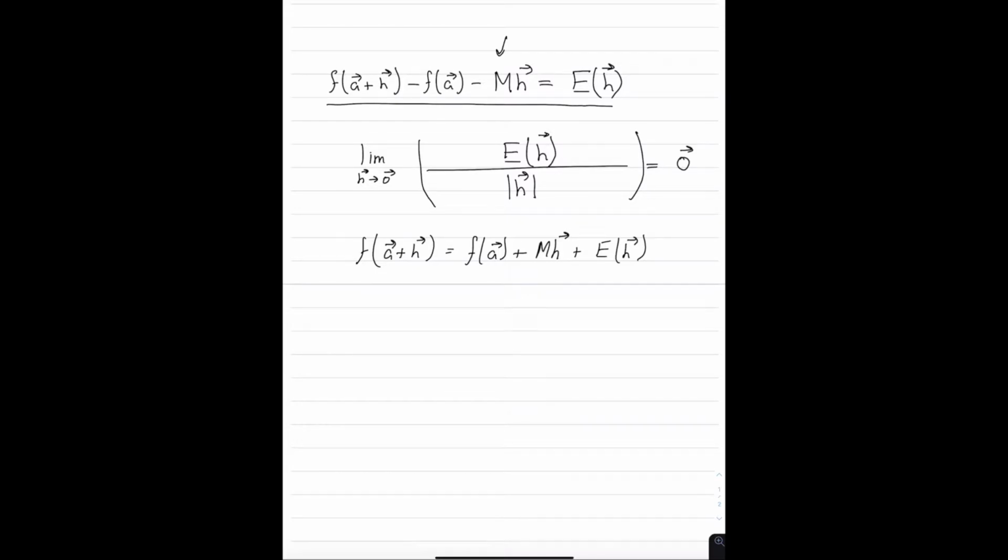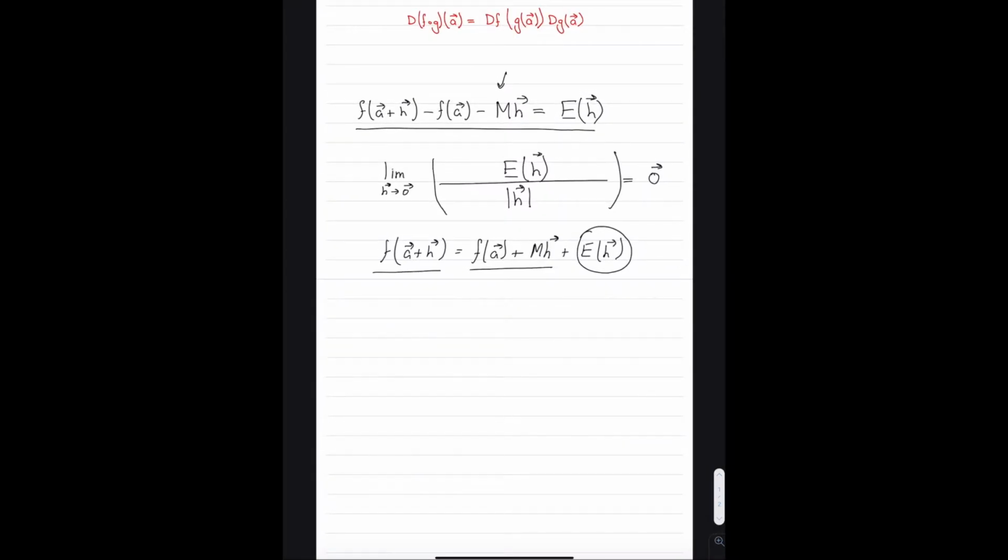What this is saying is that f at a plus h is approximately equal to a linear function. You can approximate f of a plus h using a linear function, that is f of a plus M times the vector h, assuming that h is very small, because we know that E of h divided by the norm of vector h goes to the 0 vector anyway. So for sufficiently small h, f evaluated at vector a plus vector h is approximately equal to f evaluated at vector a plus the derivative of f at a times the vector h. So this is the definition of the derivative that we'll be using.